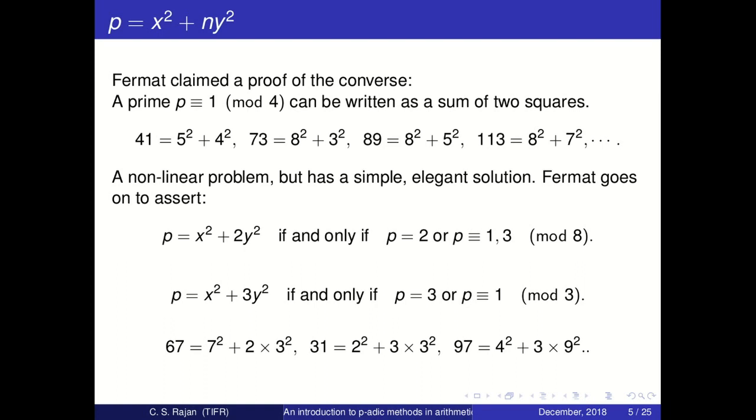There is a typo in the last line. Not p is 3 or p is 1 mod 3, right? P equal to 3 is 1 mod 3. No, it should be p equal to 1 or 7 mod 8. Which one? X square plus 3 y square? 2y. So 1 mod 3 is correct? No, no, 1 or 3 mod 8.